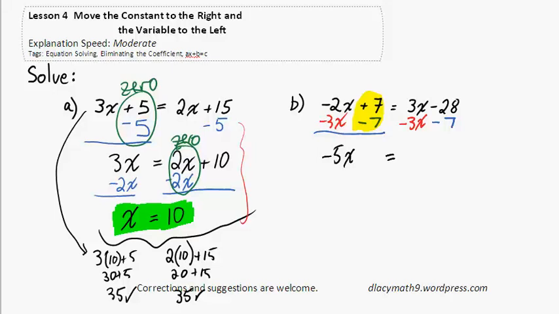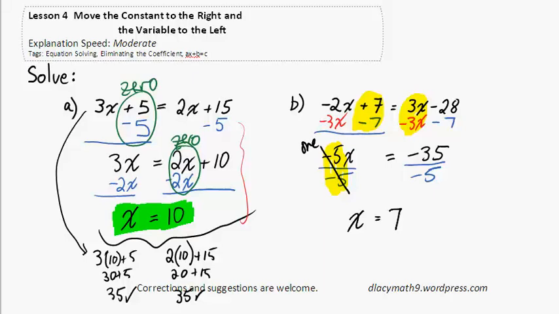Equals, same thing. Negative 3x and positive 3x is 0. And I'm left to just figure out what negative 28 and negative 7 is. Well, that's negative 35. I have a much simpler looking equation, and I can use, in the next step, division by negative 5 to finish it off. Because when I divide by negative 5, I'm making a coefficient of 1 here. It's not a 0, it's a 1. 1x is just x. On the right-hand side, negative 35 divided by negative 5 is positive 7.